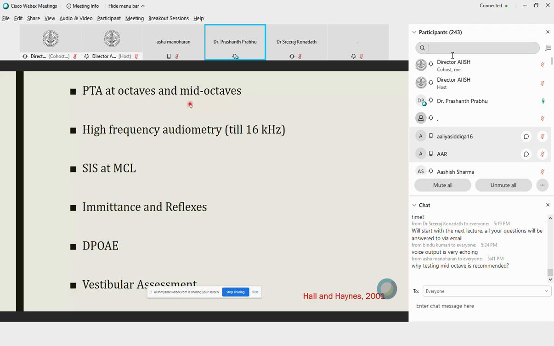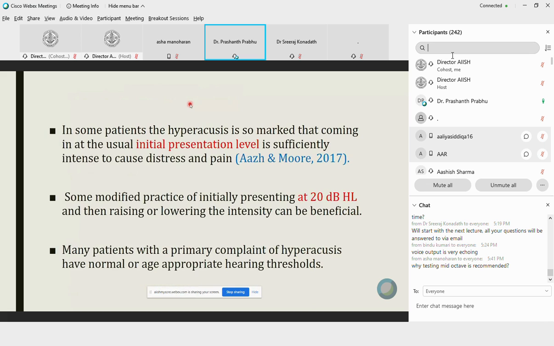So this we do, but is there any way we can classify hyperacusis in terms of the degree of hyperacusis? Can we say this is mild hyperacusis, moderate hyperacusis and so on? There are scales which can be administered to know the degree of hyperacusis. Which are those? We'll be learning about them. Okay. What is recommended by Oz and Moore is to start from a low presentation level, and they suggested starting at 20 dB HL. Whenever a patient comes with hyperacusis symptoms, you always start at 20 dB HL.